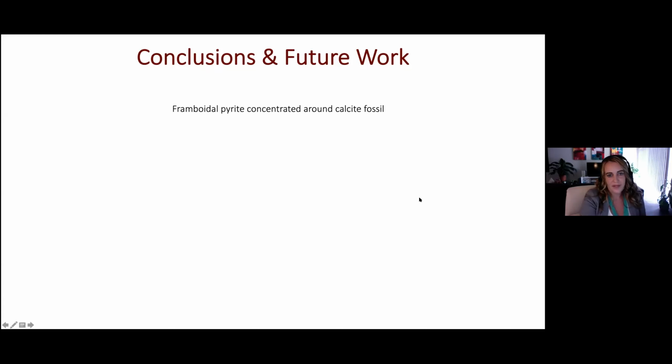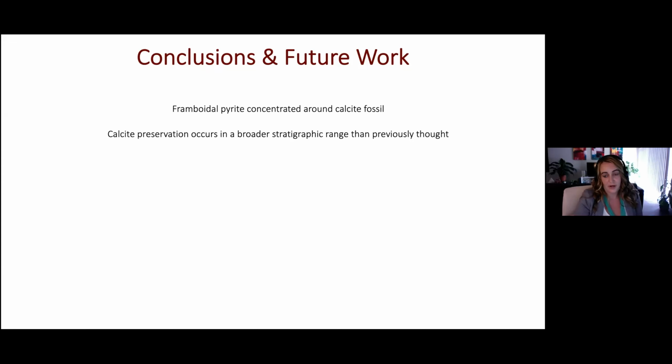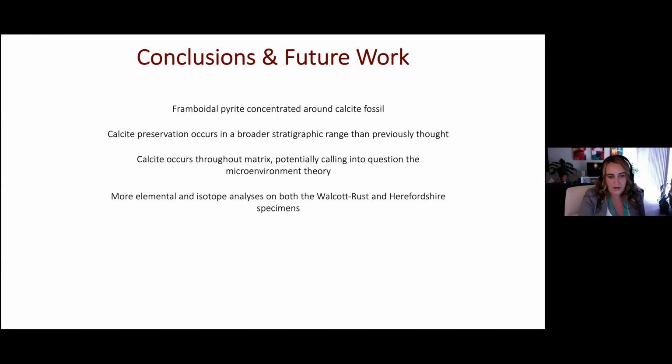Just to recap, the pyrite framboids are concentrated around the calcite in the fossil, but also distributed throughout the matrix, especially iron. The calcite preservation occurs in a broader stratigraphic range than previously thought, and calcite also occurs throughout the matrix in veins and blobs. So it's opening the question of how much of an environmental microenvironment this is, or whether they are all the same diagenetic events. I will continue this work with more elemental mapping as well as isotopic analysis on both Walcott-Rust specimens and Hertfordshire specimens from the Silurian of England, because that's the only other well-known biota with this type of preservation, although that one occurs in a very different geologic setting, so it will be interesting to compare the two.